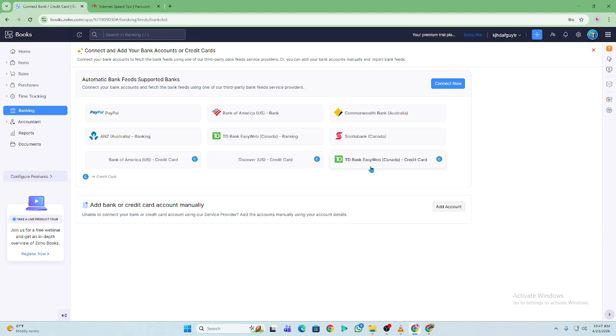Now try completing the payment in incognito mode. This helps bypass cache and extension conflicts. Next, disable all browser extensions temporarily. I mean, ad blockers or security tools can interfere with payment processing.